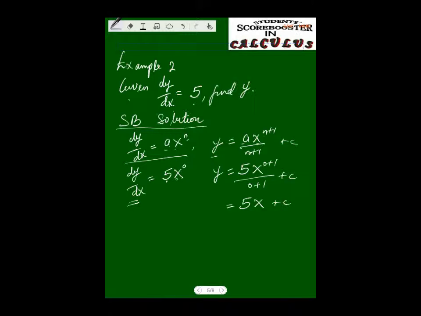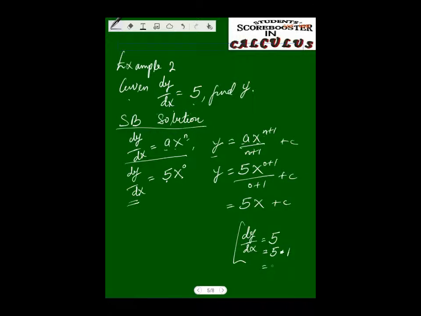Now you try to create x together with 5. You then remember that in indices we said anything raised to power 0 is 1. What I'm saying is this: what you have is dy dx is 5. This 5 is the same thing as 5 times 1. What I mean here is times and not multiplication. So I can say 5 times 1.